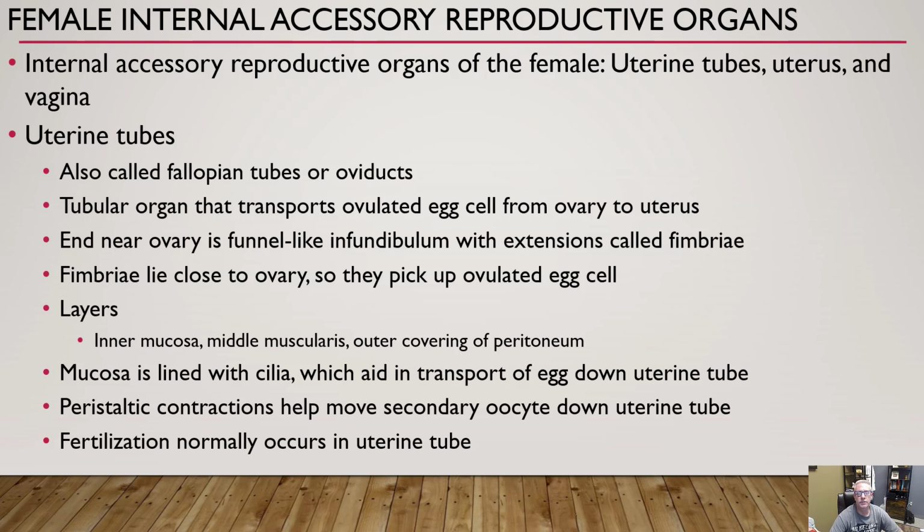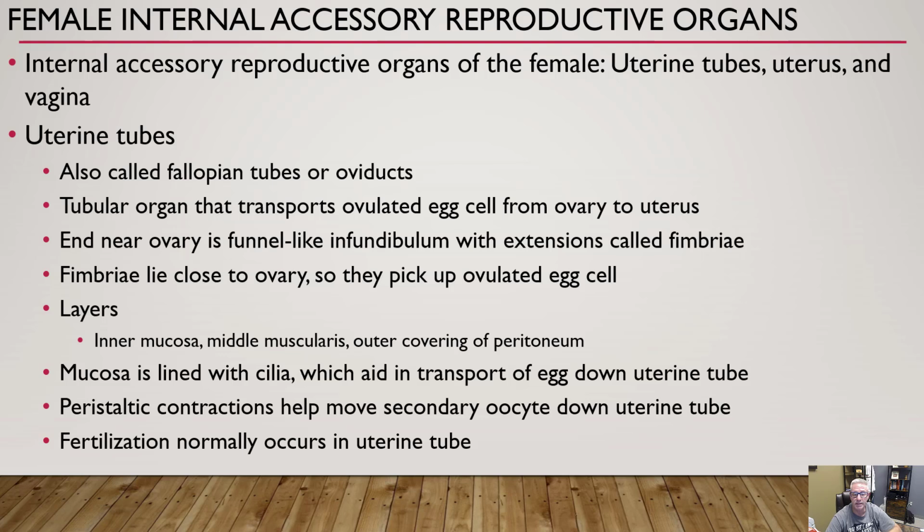All right, so some of your internal accessory organs: uterine tubes, uterus, and vagina. Uterine tubes are also called the fallopian tubes, or sometimes you'll hear them called the oviducts. They're just a tubular organ that transports the egg from the ovary to the uterus. And I said earlier that fertilization normally occurs in the fallopian tube or the uterine tube. It has three layers: the inner mucosa, a middle muscular layer, and then the outer covering is a peritoneal layer.